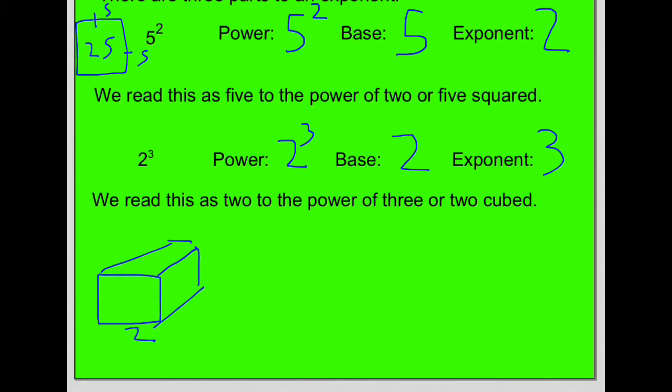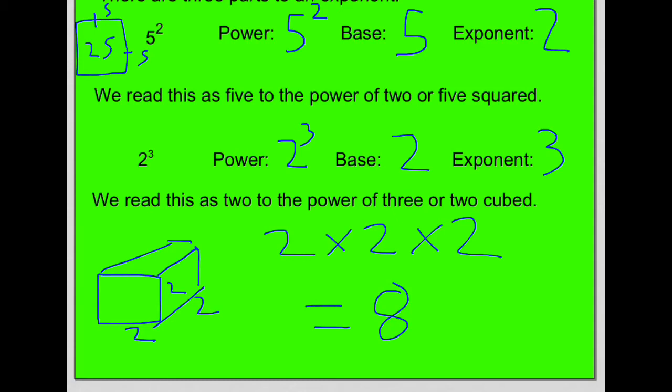So this forms a cube with side lengths of 2. And 2 to the power of 3 actually means 2 times 2 times 2. It means writing the 2 down 3 times and multiplying it together. And that would give you an answer of 8.